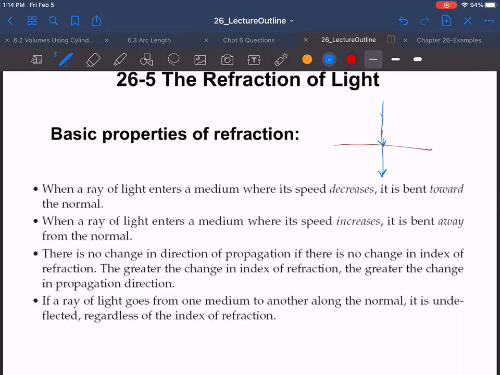Okay, and don't forget, we're measuring these angles relative to the normal, not to the boundary itself, but to the normal to the boundary.